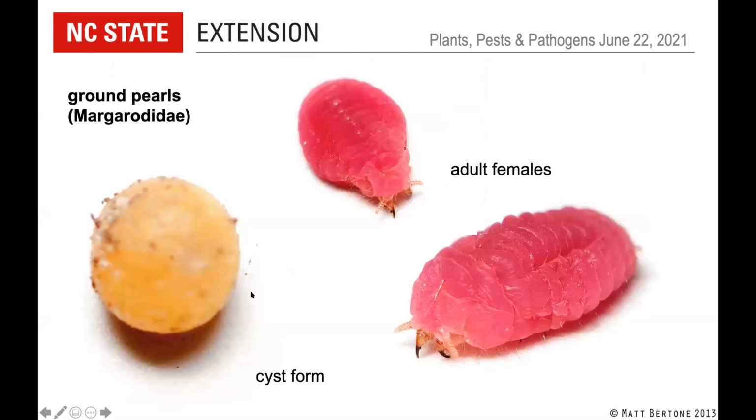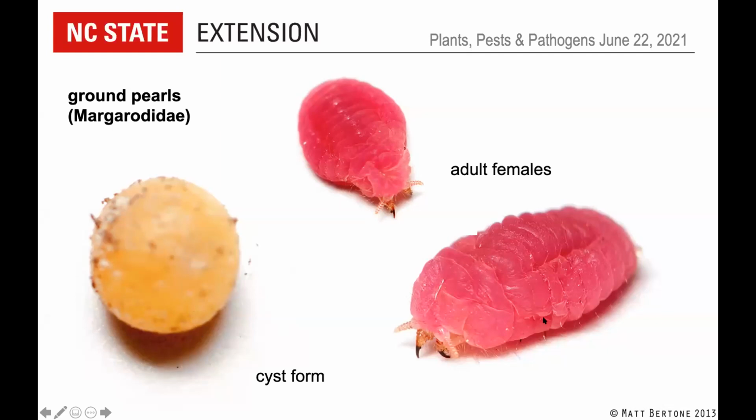As just a refresher, they become a cyst form. It's not the clearest picture, but this is one of why they're called ground pearls, because they look almost like the fertilizer pellets added to soils and to potting mixes. But they go from that first instar, they begin secreting this covering, and they live in there for a long time until they mature.